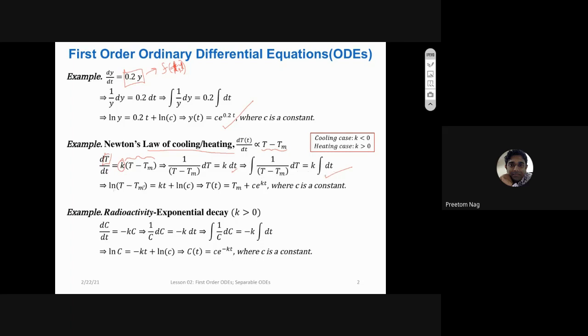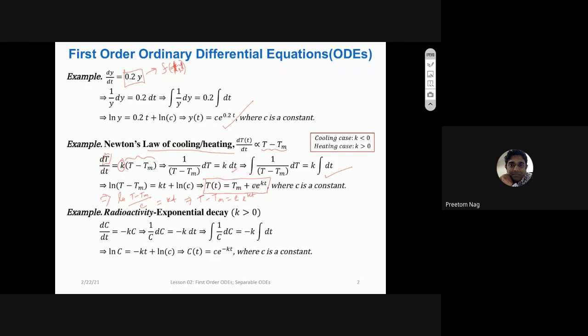Ln of t minus tm equals kt plus ln c. So here I have also excluded some calculations. Ln of t minus tm divided by c equals kt. So therefore t minus tm equals c e to the power kt. Then tm will go to the right hand side and you will get this solution easily. So here c is a constant, integral constant.